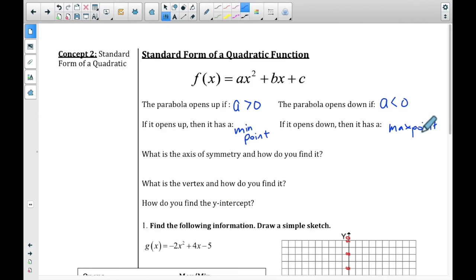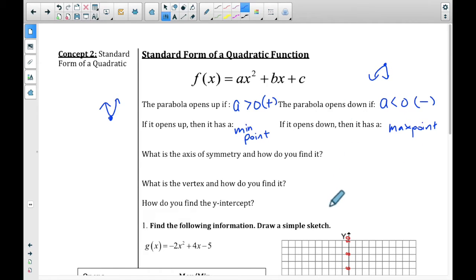So on our paper, the parabola is going to open up if a is greater than 0. However, it's going to open down if a is less than 0. So if it's basically positive, it's going to open up. If it's negative, it's going to open down. If it opens up, then it has a minimum point down here. If it opens down, then it's going to have a maximum point.